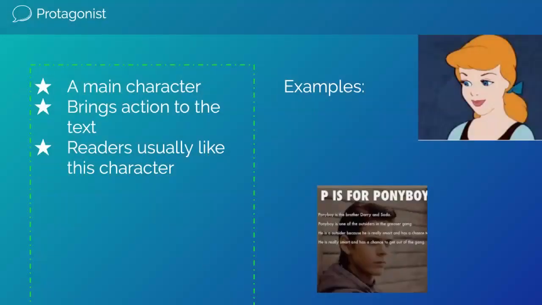The protagonist. So the protagonist is your main character, and the action of the story typically revolves around that character. The protagonist is usually someone the reader likes. Our examples for protagonists are Cinderella. We know that we love Cinderella, who's mistreated by her stepmother, and Ponyboy. Ponyboy is our narrator of The Outsiders, and the action kind of starts with him and ends with him.